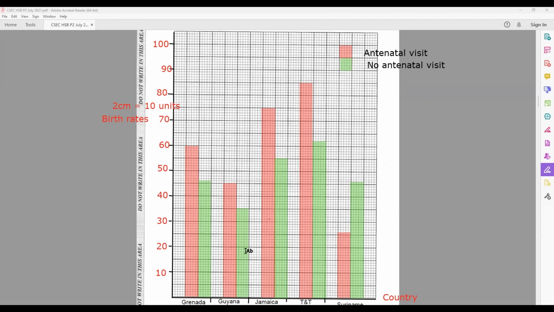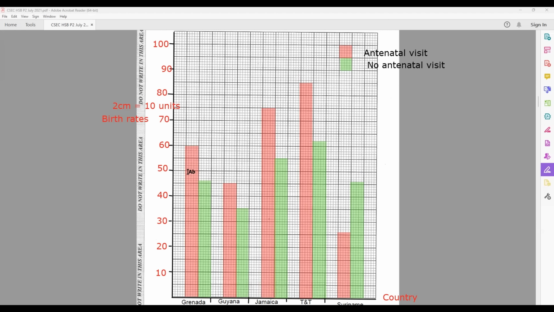2 bars for each country, the total of 10 bars, and they do reach up. We have utilized more than 75% of the graph page, so we would get the 5 marks. We made sure and put in our scales for this y-axis. We use 2 centimeters to equal 10 units. And this is the birth rates here.